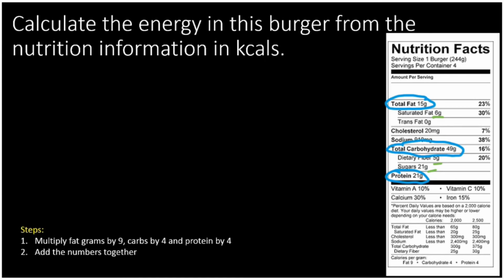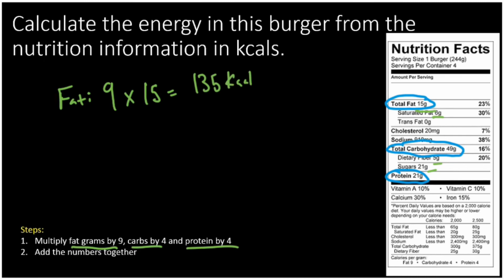Now, what are the steps here? All we're going to do is multiply fat by 9, carbs by 4, protein by 4, and then we're going to add them together. So pretty straightforward. We got fat. We're going to do 9 calories per gram times the number of grams, which is 15. And when we do 9 times 15, using our magic calculators, we get 135. That would be kcals, or as your food would list it, just plain old calories.